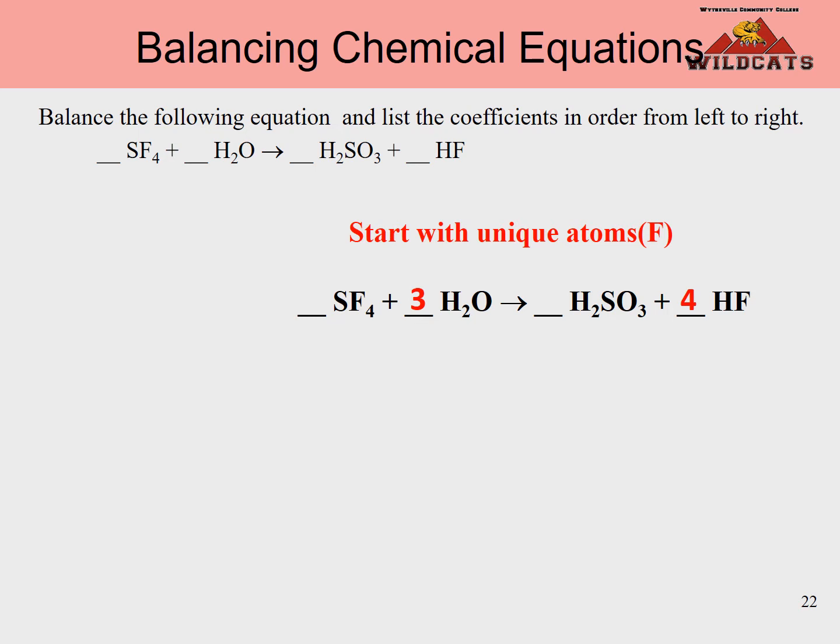Again, this is one of those types that if you keep going around and around and around, you end up with a 4 in front of the SF4, and you end up with a 12 in front of the H2O. Start with the unique atom and then work from that point.